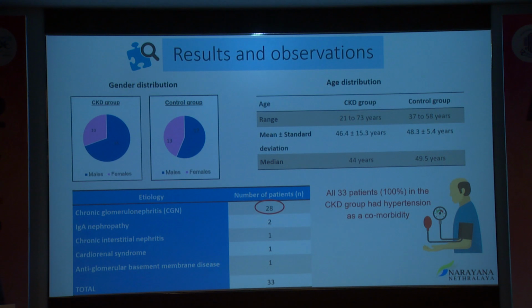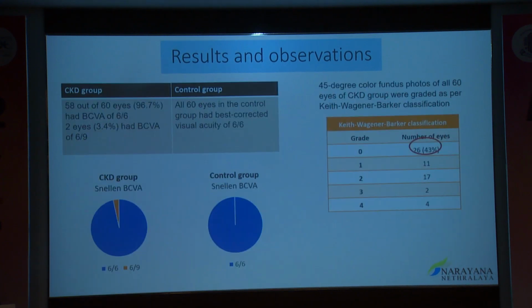All 33 patients in the CKD group had hypertension as a comorbidity. Coming to the vision, 97% of the patients in the CKD group had a vision of 6/6, and only 2 patients had 6/9 vision. All of them were visually asymptomatic and had good visual acuity, whereas in the control group, all patients had 6/6 BCVA. We also analyzed the 45-degree central color fundus photographs of all 60 eyes of the CKD group and graded them as per the Keith-Wagener-Barker classification, and found that 43% of the eyes had no evidence of hypertensive retinopathy clinically, whereas 57% had some degree of hypertensive retinopathy.